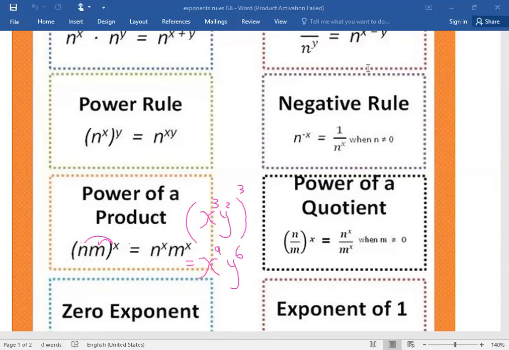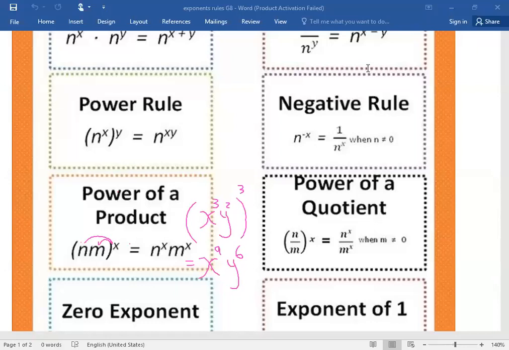Then you have x to the power of 3 and y to the power of 2, all to the power of 3. From where will you know that this one is a power of a product? How will you differentiate between all these types of exponents? You will find parentheses, and inside the parentheses you have variables with exponents.